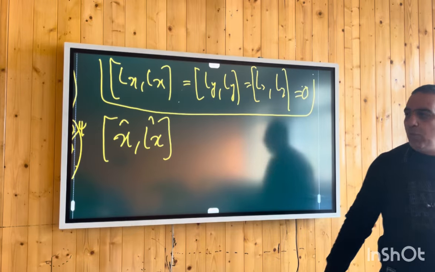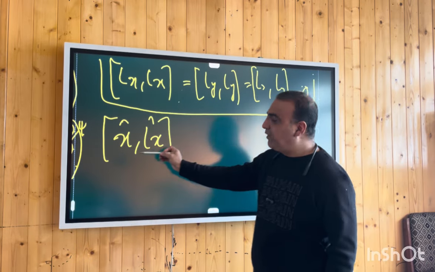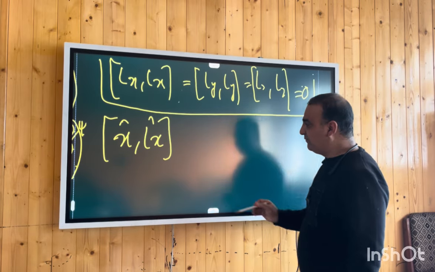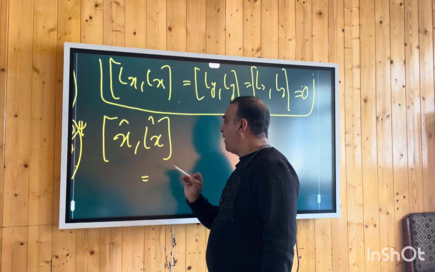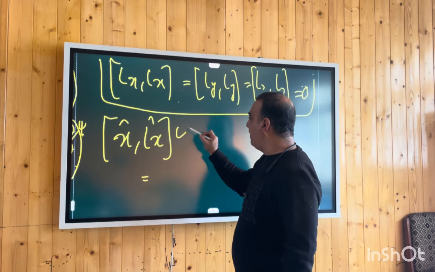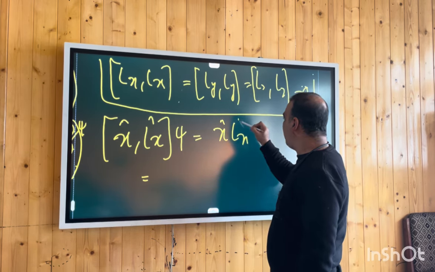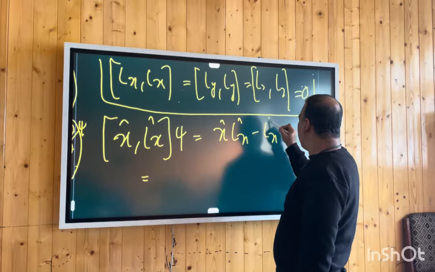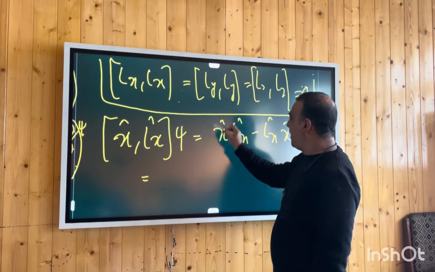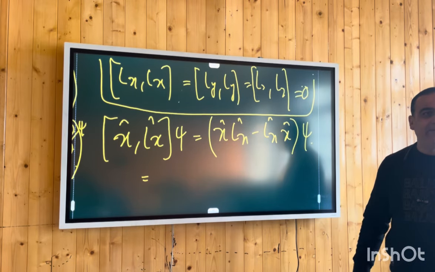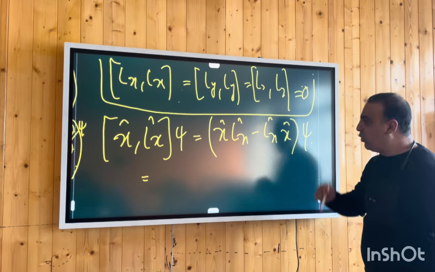Right? I want to find the commutation between X cap and LX cap. This one will be, okay, what will be? I will put a psi on it. I will get X cap, LX cap minus LX cap and X cap, and I will execute this on the wave function side. Right? Okay, now let's go with this.